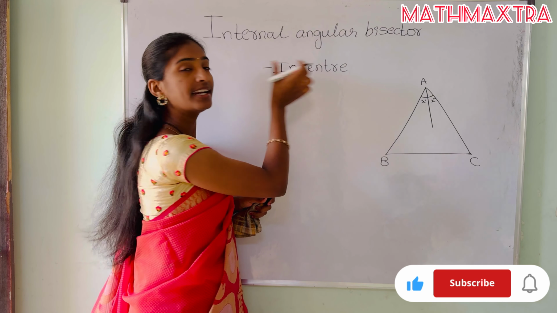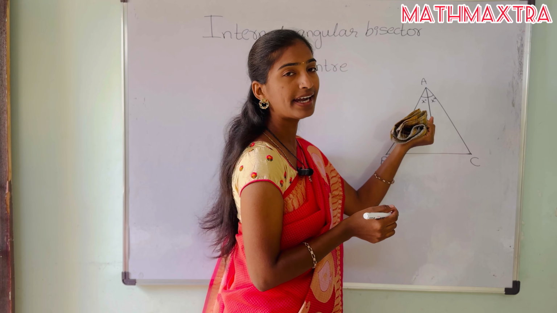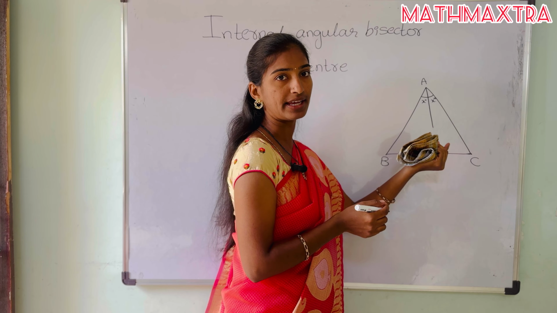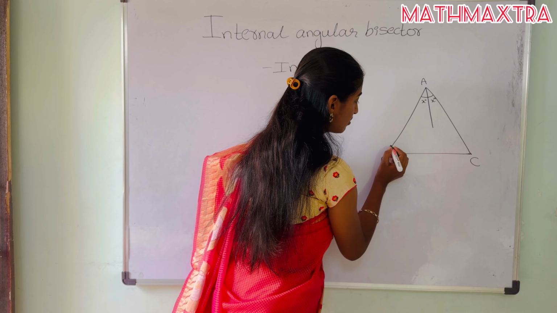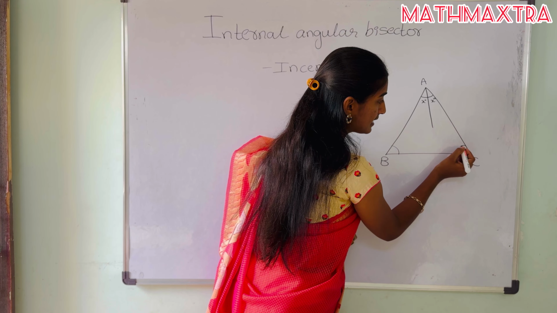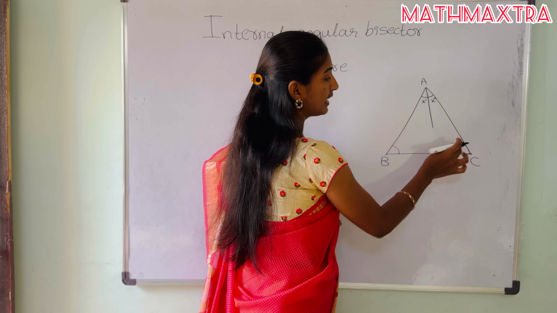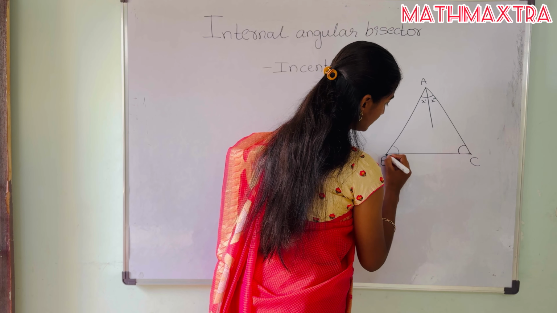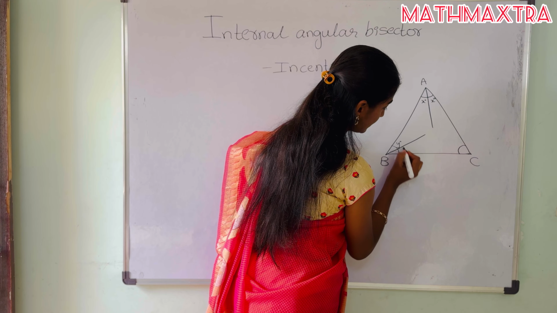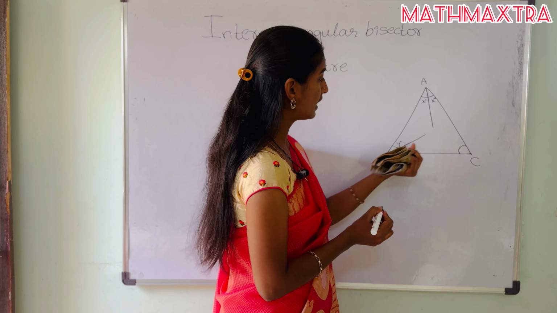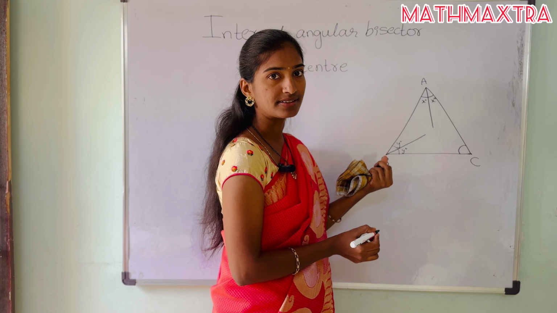So what is an internal angular bisector? This line is dividing the internal angles of a triangle. See, this angle A is an internal angle. Angle B is another internal angle. Angle C is also another internal angle. So the lines which divide these three internal angles into two equal parts are called internal angular bisectors.